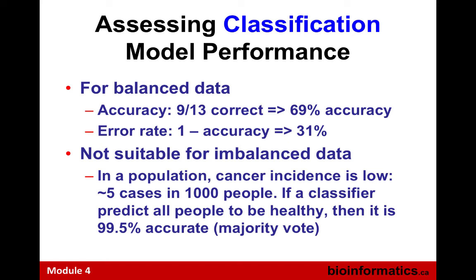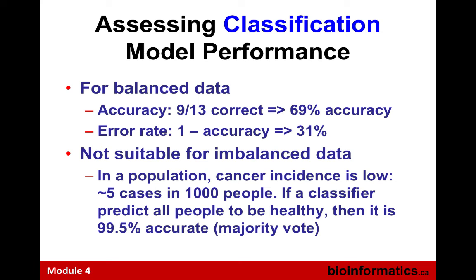So, assessing classification model performance. I think it is intuitive if your data is very balanced, so half and half, that's easy. Accuracy is whatever you've done correctly out of the total predictions. So you try to predict 13 samples, and 9 are correct, so 69% accurate. The other commonly used measure is the error rate, 1 minus accuracy, so 31%. It's used in meta-analysis for different approaches, so you need to switch back and forth and know how to convert them. But unfortunately, in clinical data, it's a lot of imbalanced.